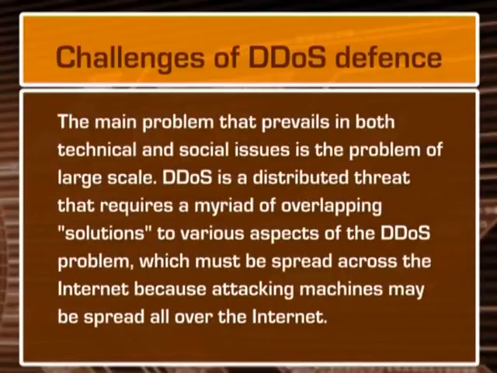The main problem that prevails in both technical and social issues is the problem of large scale. DDoS is a distributed threat that requires a myriad of overlapping solutions to various aspects of the DDoS problem, which must be spread across the internet because attacking machines may be spread all over the internet.